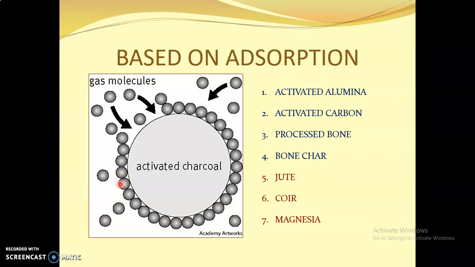So based on this adsorption process, you have around 7 examples which work on this criteria. One is activated alumina, next is activated carbon, you have processed bone, you have bone char, jute, coir, magnesia. So out of them, only a few we will be discussing a bit into detail.